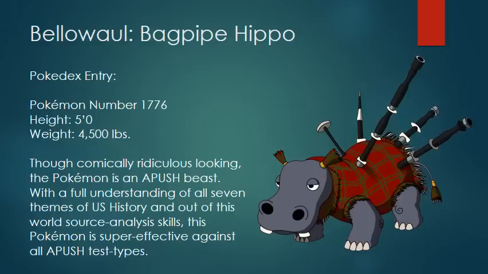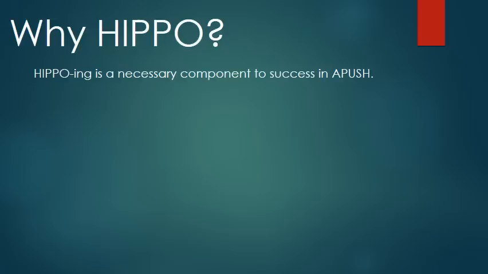First of all, you've got Bellowall, our class mascot, the bagpipe hippo. And in the spirit of Pokemon Go fever, I threw together a Pokédex entry, and I don't know how many Pokemon there are anymore because when I played there were 150. So the fact that there are now thousands, to my understanding, I'm going to go ahead and call Bellowall Pokemon number 1776. And although he is comically ridiculous looking, he is still the original APUSH beast. And we will be seeing a lot of him throughout this year.